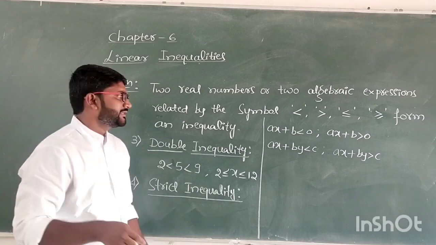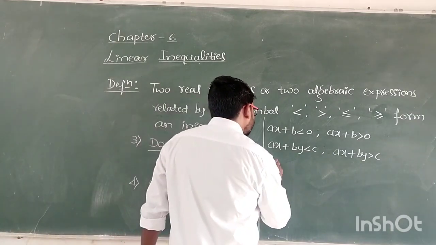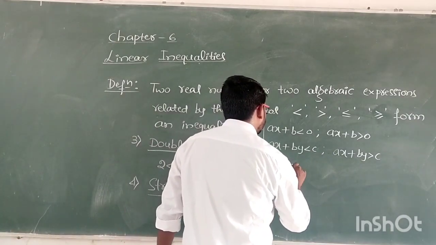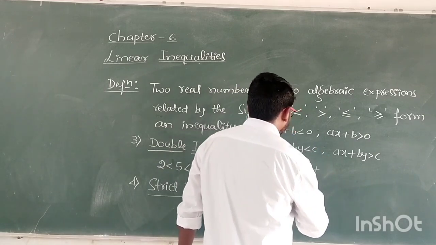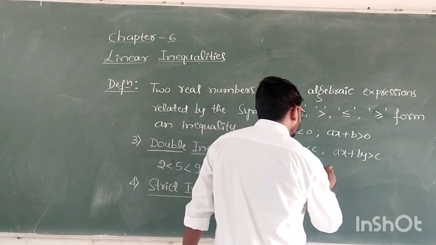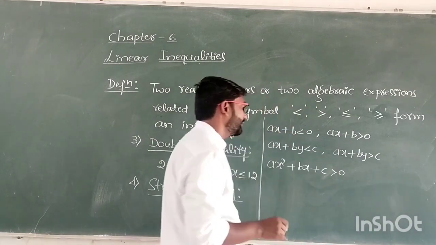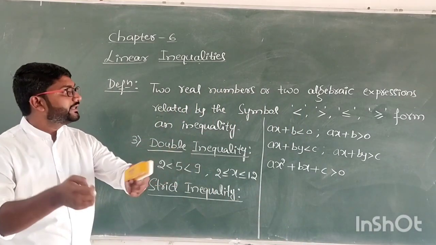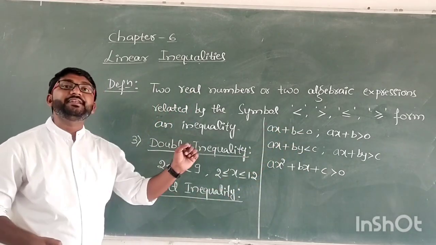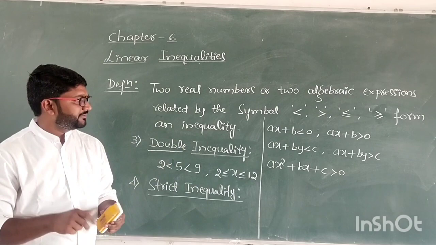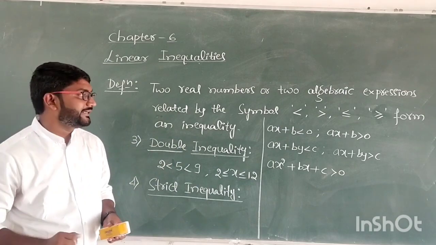And then another example could be ax square plus bx plus c greater than 0. All these examples are for strict inequality. So note down this. Then we have the last one, that is slack inequality.